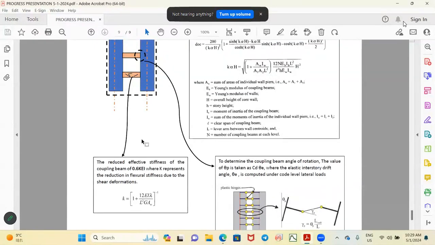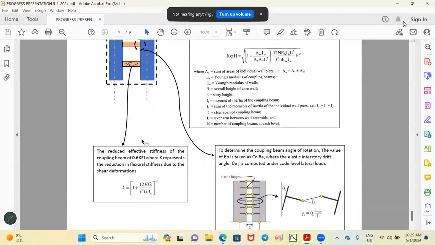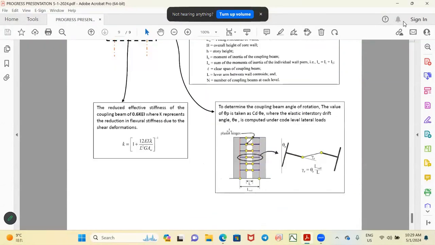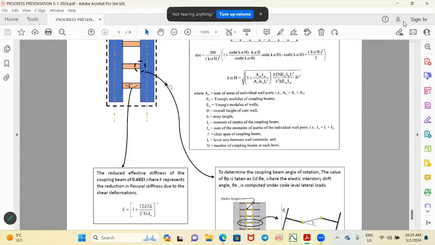The last thing is, if we want to calculate the coupling beam angle of rotation, we can calculate it from the angle of rotation of the wall itself using this relationship, which depends on theta b, which is the rotation angle of the wall, and the length of the wall, and also the clear length of the coupling beam. So that's all, Sensei.